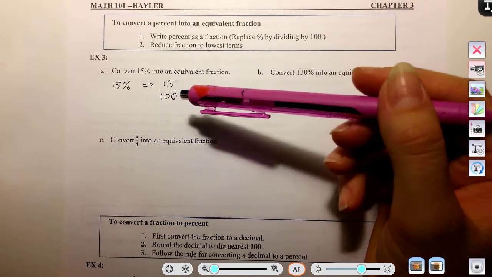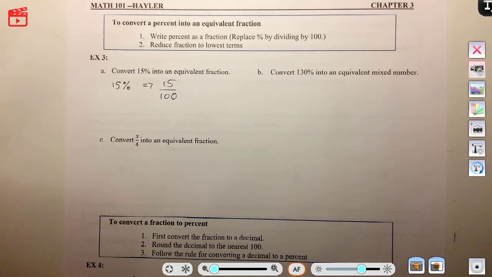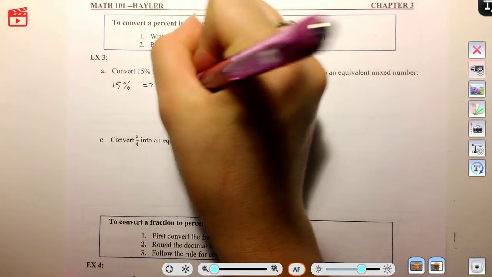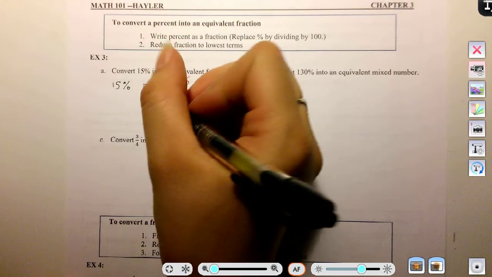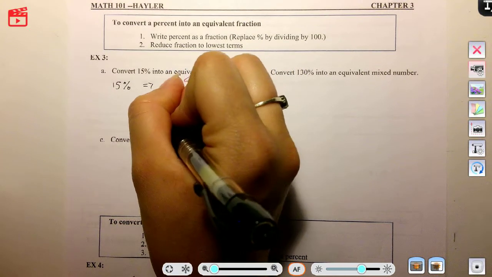So here's the question. Are 15 and 100 divisible by the same number? Yeah, they're both divisible by 5. So I can divide them both by 5. And what do I get? Well, 15 divided by 5 is 3, and 100 divided by 5 should be 20.